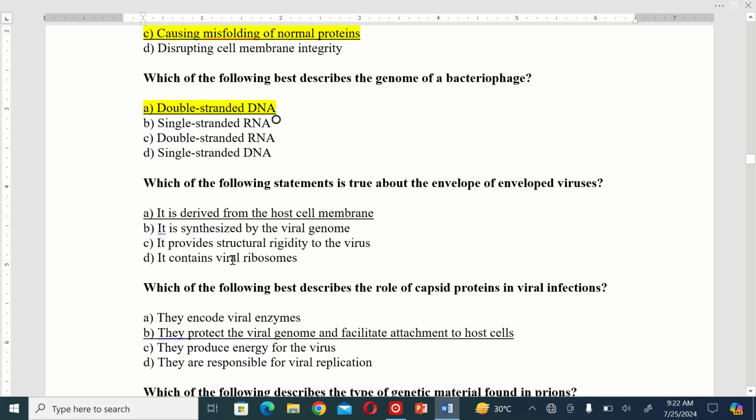The next MCQ is: which of the following statements is true about the envelope of enveloped viruses? A. It is derived from the host cell membrane. B. It is synthesized by the viral genome. C. It provides structural rigidity to the virus. D. It contains viral ribosomes. So the correct option is A. It is derived from the host cell membrane.